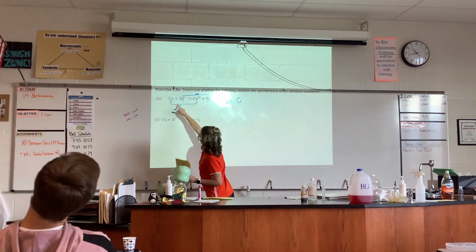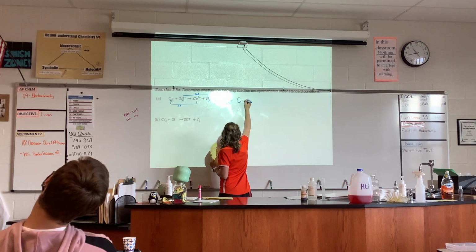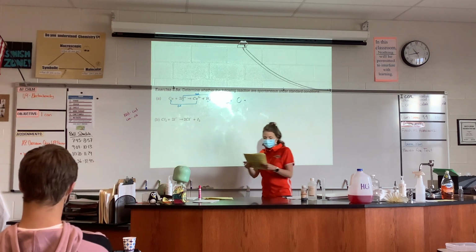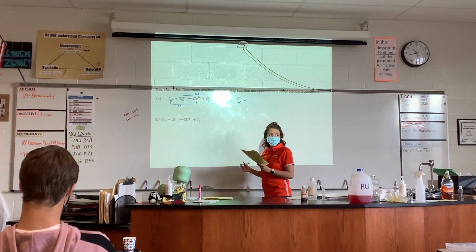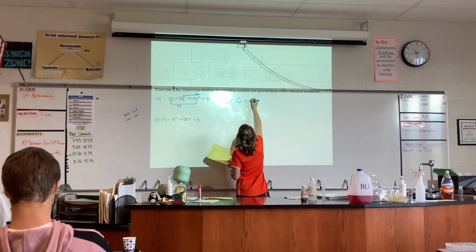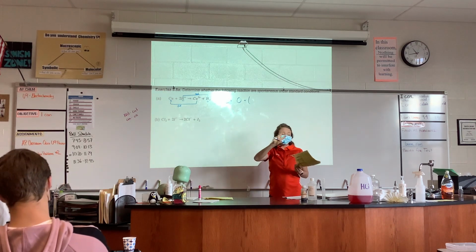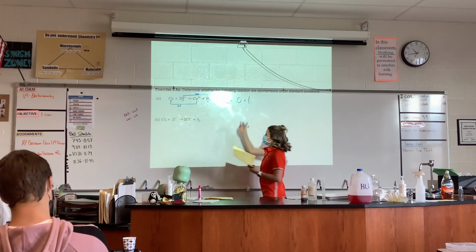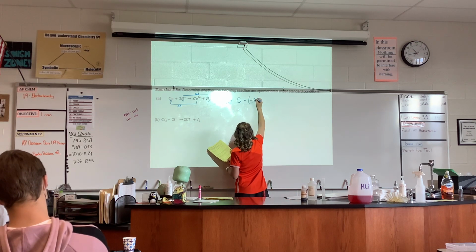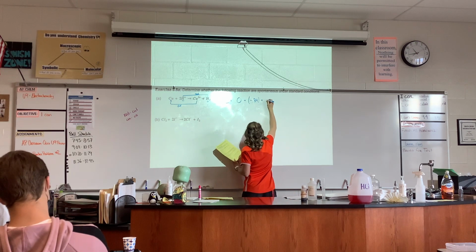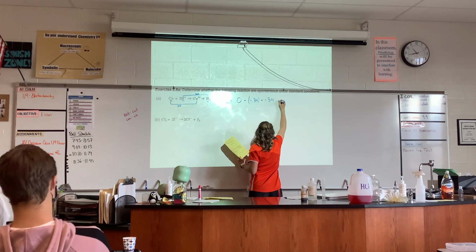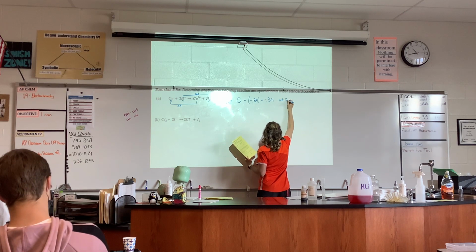Okay, now find the value for copper. I found it. 0.34. Good. Now, we gotta flip it because that's the one being oxidized, so it's gonna be negative 0.34. So it's not thermodynamically favored. Good, so we can say this is not favored.